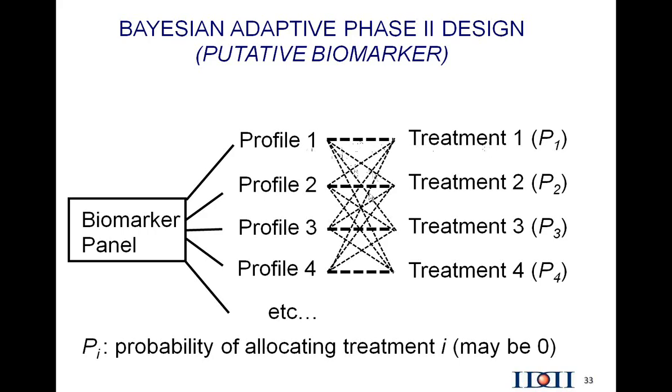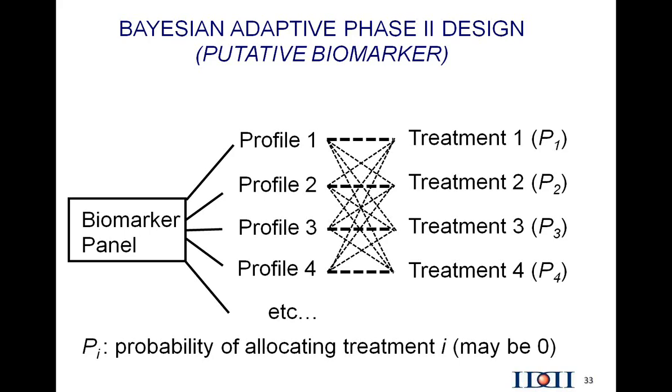but they may also receive treatment 2, treatment 3, treatment 4 in a randomized fashion. So here, in fact, is the allocation ratio between the various treatments that is based on the profile, on the biomarker profile. And in fact, not only is the treatment probability chosen by the profile, but it's adapted as the trial proceeds, and it's adapted given the results of the patients already entered in the trial.